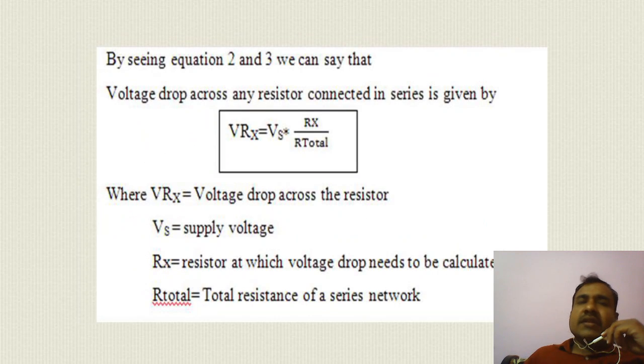So the voltage drop across any resistor connected in series is given by Vrx is equal to Vs into Rx divided by R total. What is Vrx? That is the voltage drop across that resistance. What is Vs? It is the supply voltage. And Rx is the resistance at which we want to find out the voltage drop. And R total is the total resistance of the series path. So by using this formula, you can easily find out the voltage drop across each resistance in the series path.